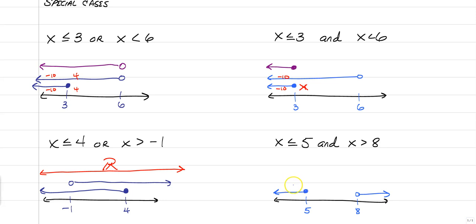Because if we were to pick 0, 0 is definitely not greater than 8, so 0 wouldn't work. If we were to pick 7, 7 wouldn't work because it's not greater than 8. And if we were to pick 10, 10 is greater than 8, but it's not less than or equal to 5. So remember, AND is the specific one. So this is a situation where we have no solution. So there are no answers that would satisfy this compound inequality.